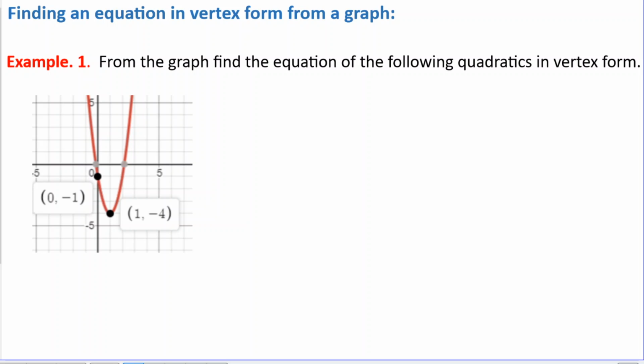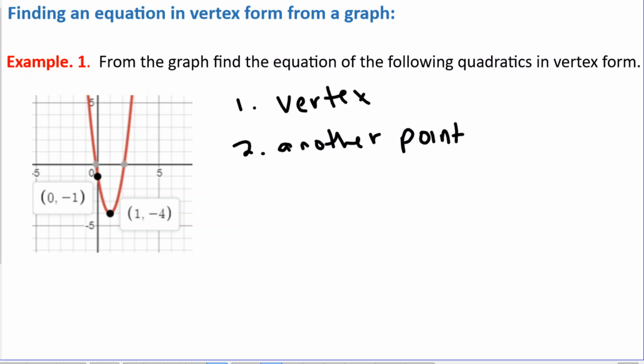And like we noticed in the last lesson, graphing from vertex form was a lot easier than graphing from standard form. So it makes sense to say that it's easier to write the equation in vertex form when we're given a graph. Because we need two specific things. We need, number one, the vertex. And number two, we just need another point.